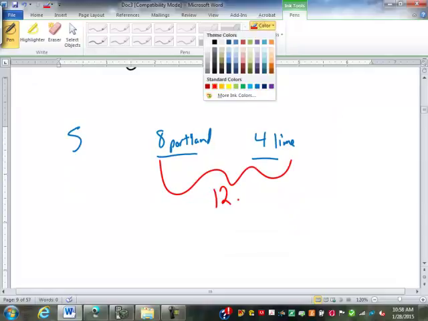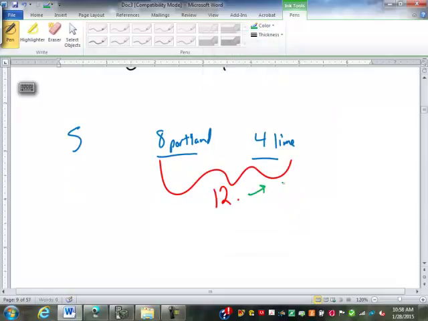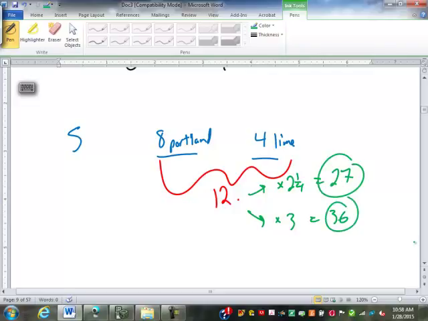So 12 times 2 1/4 is 27. 12 times 3 is 36. So it'd be anywhere from 27 to 36 parts of sand, depending on how you wanted it mixed.